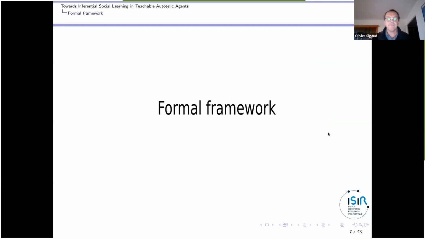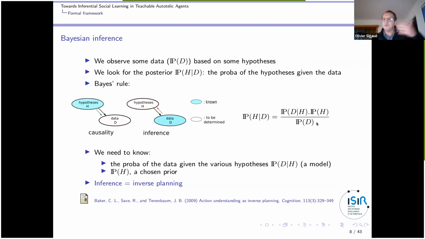So I will now continue with the formal framework that, okay, that's not exactly our formal framework, but I will just show that it's developed based on another one, okay. But first, I just need a short reminder about what Bayesian inference is, for those in the audience who would not know. So the idea is that we are in a context where we may observe some data, and this data may be based on some hypothesis. Okay. And here, if I have in blue what is known and in white what has to be determined, in the causality case, you know the hypothesis, and then you must determine what would be the resulting data. Okay. But in Bayesian inference, you observe the data and you want to determine what are the underlying hypotheses. Okay. And that's very easy to do one when you know about the other one, okay, just through a Bayes formula. That's the general idea.